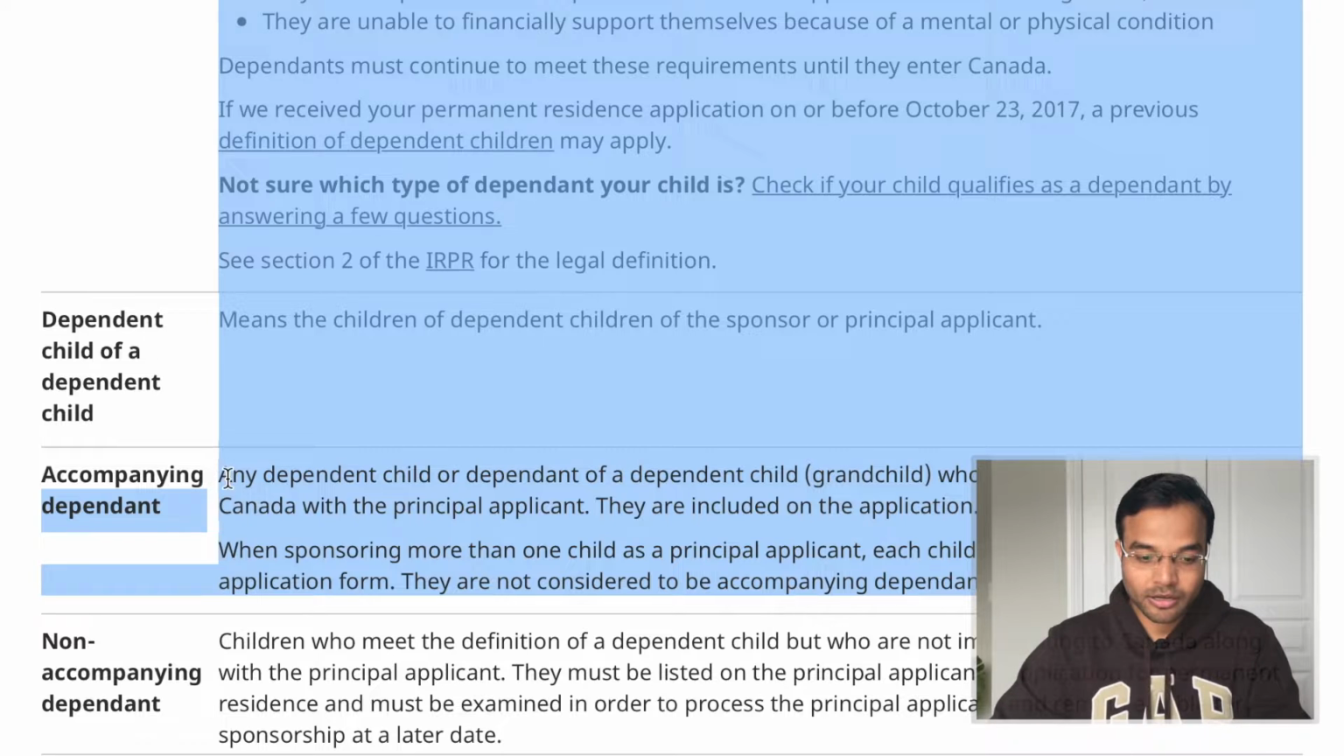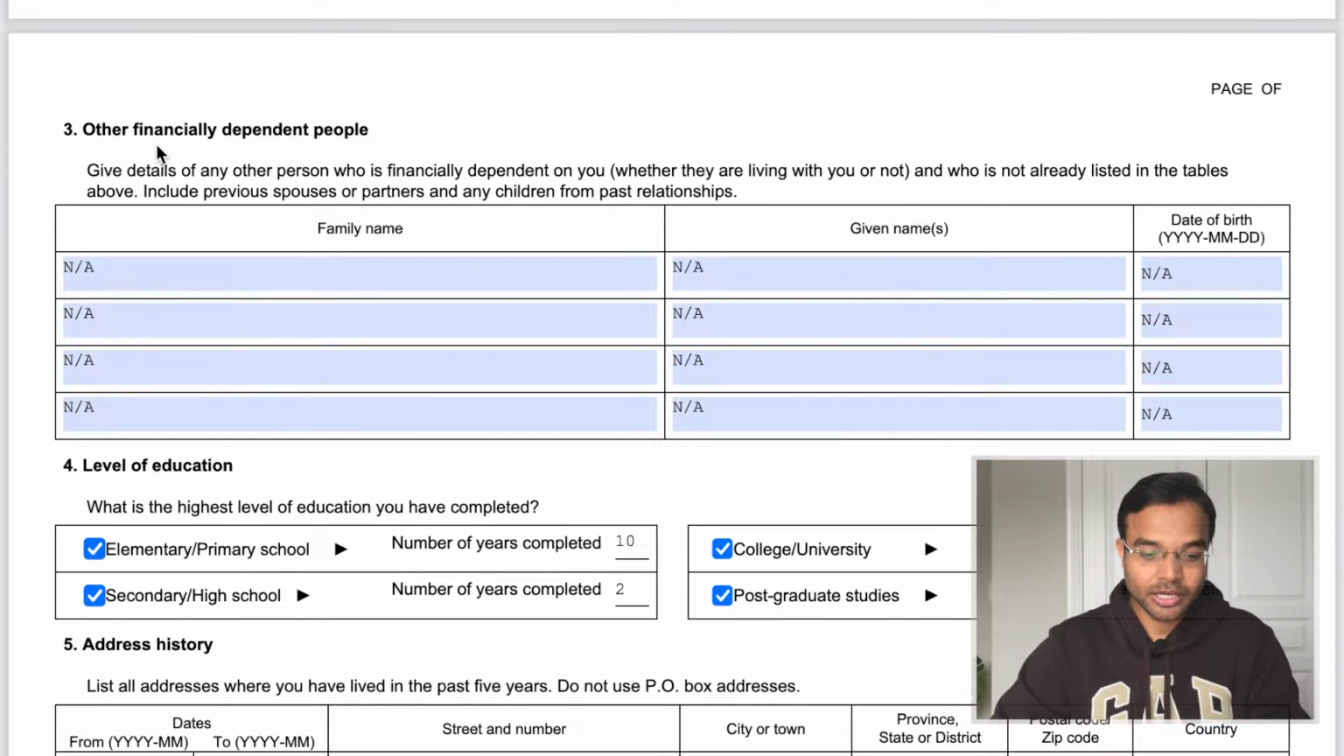Now, if you go back to the form, in our case, we did not have any financially dependent people, neither for my wife nor for me. So we ended up writing not applicable in the rest of the fields.